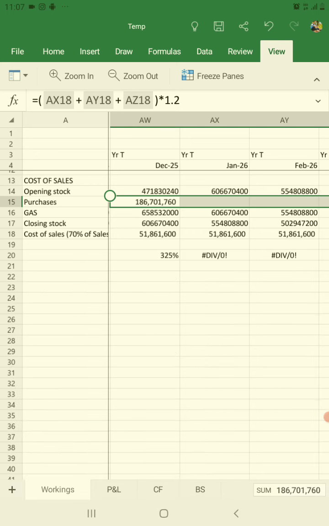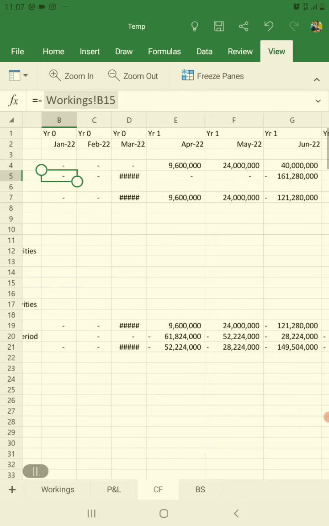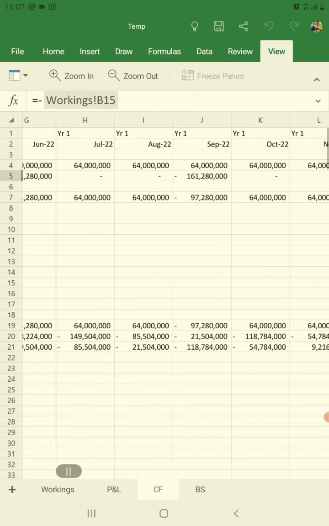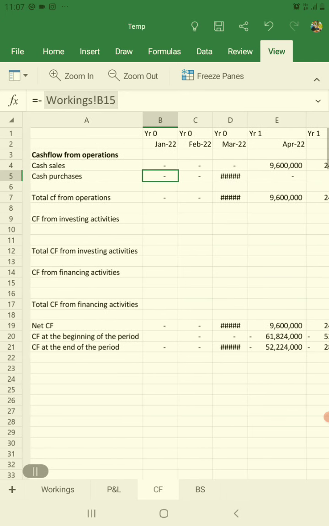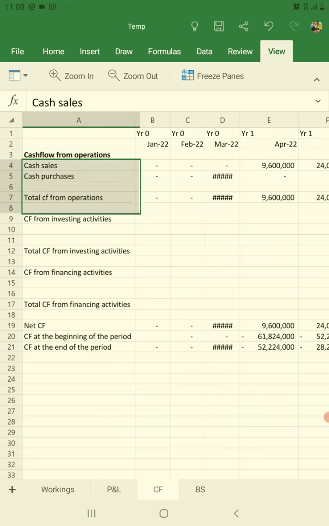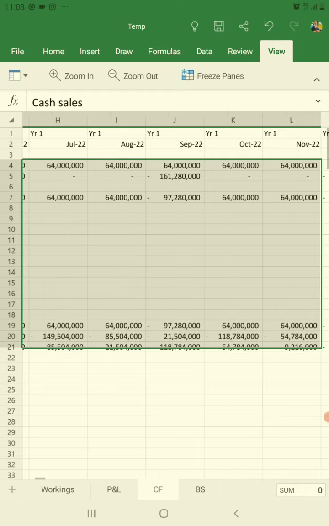And in fact, if we go to cash flow now, we will see cash purchases is done on March, and then no purchases, then again on June, and so on. Let me, as I said, from cash sales here select all this up to here, and then go to the end.